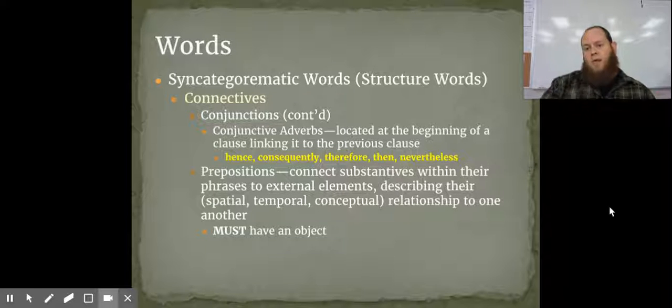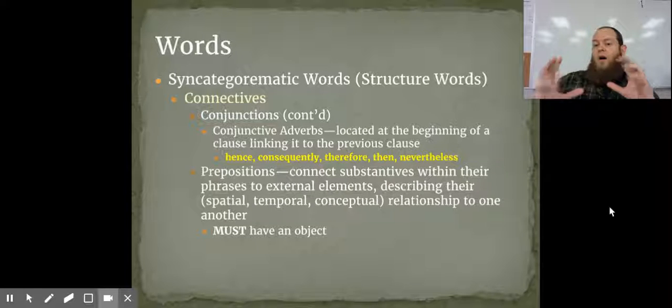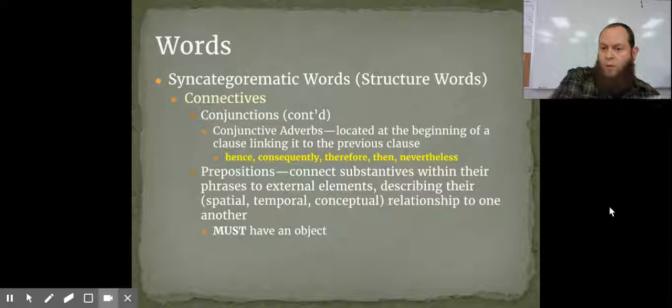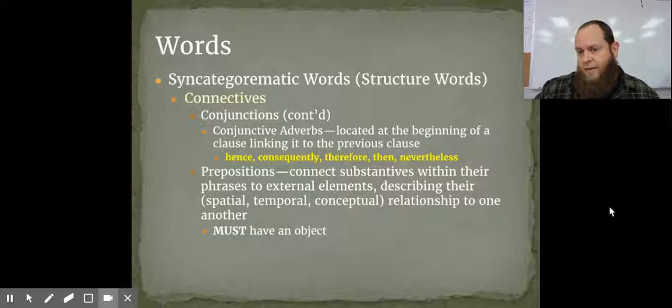So if the squirrel is under the tree, right? Under then links that tree to squirrel while explaining the relationship that tree and squirrel have, right? You've got tree and then you've got squirrel under tree.